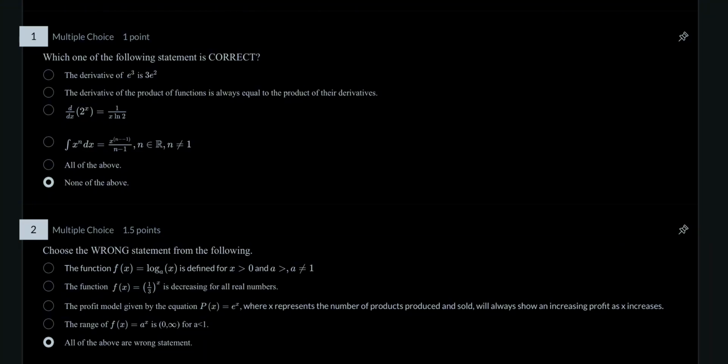And the third one is just wrong. That's not the right answer. And the fourth one is also the wrong formula. And of course, if those four are incorrect, this means the answer cannot be all of the above. So the only right answer is none of the above.